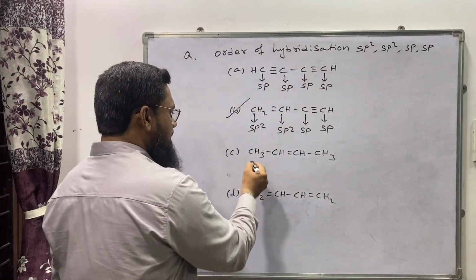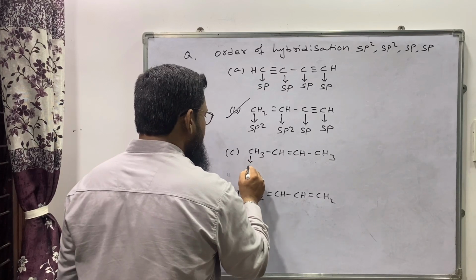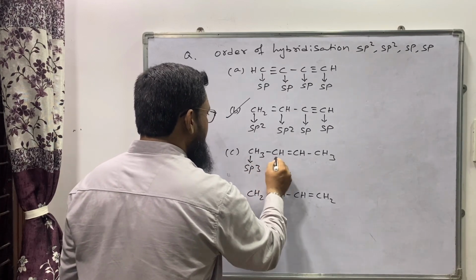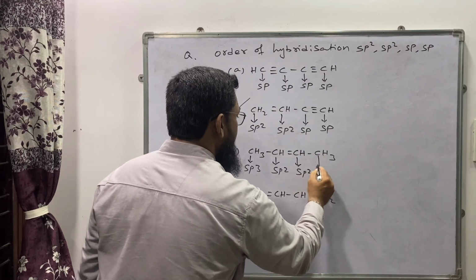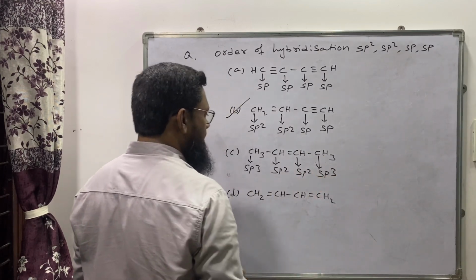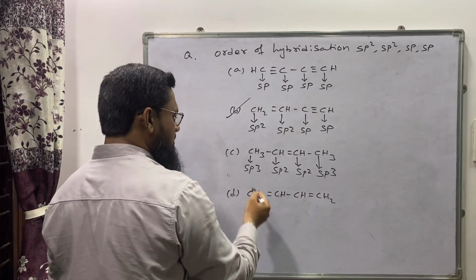Let's see why these are wrong. Here carbon single bond means it is sp3. So carbon double means it is sp2, and this one is sp3. So not the same sequence. That's why it is wrong.